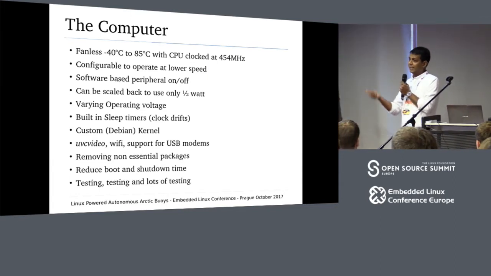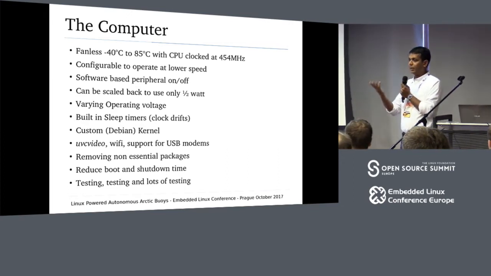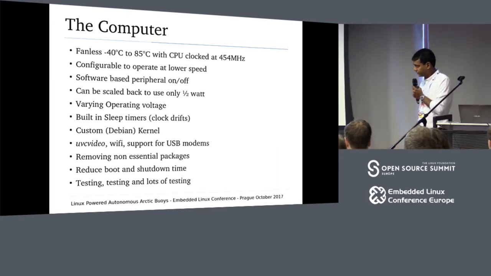And again, the question is, yeah, there are cameras that will work at minus 40, security cameras outside buildings and all. Why can't you use that? Challenges: power, weight, cost, performance, and so on. And if any of these things, the camera doesn't work, we can always replace it very easily.